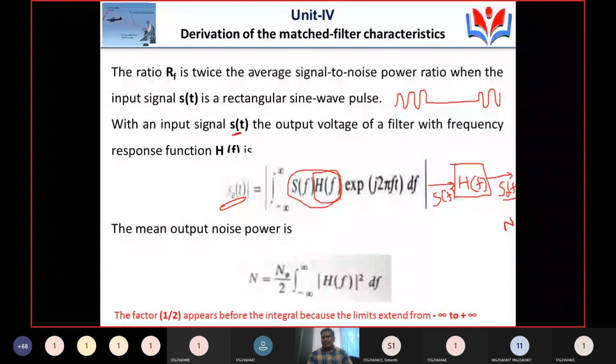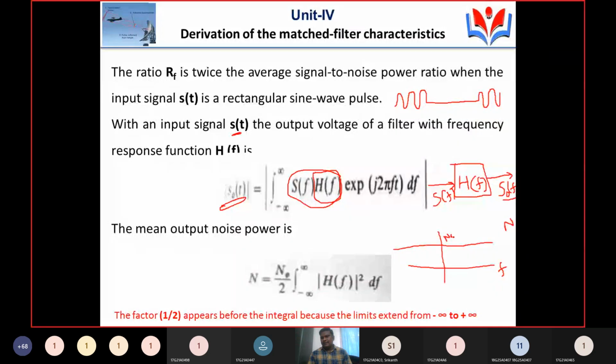Here we have considered N naught by 2. Why we have taken N naught by 2 is that the limit is extended from minus infinity to infinity. I said it is uniform white Gaussian noise, so the power will be associated like this. It is uniform throughout all frequencies, with the power of N naught by 2.